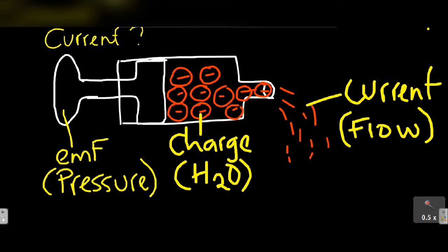And then one other thing that we have is the flow of this water outside of the syringe, and this is what we are referring to as the current. Because this is what we're trying to define, I'm going to compare this diagram and the actual electric circuit diagram. Let me just show you that in a bit.